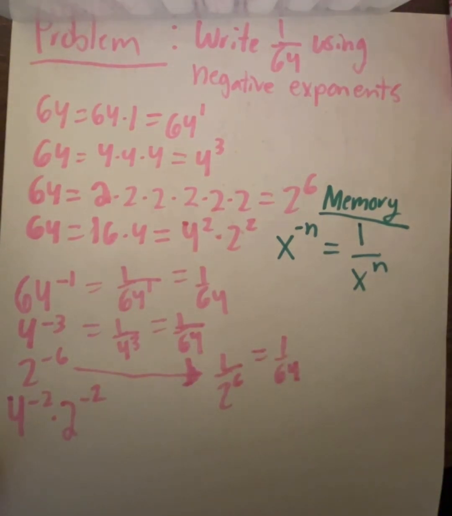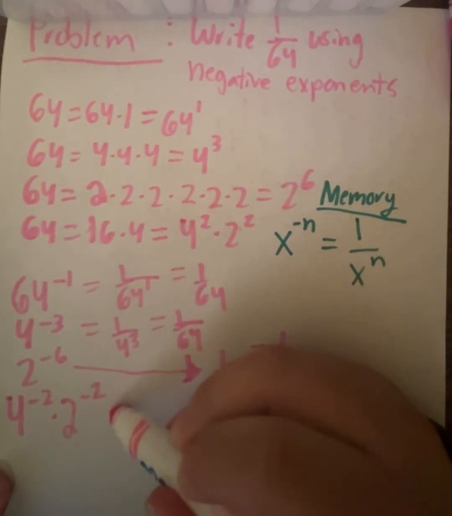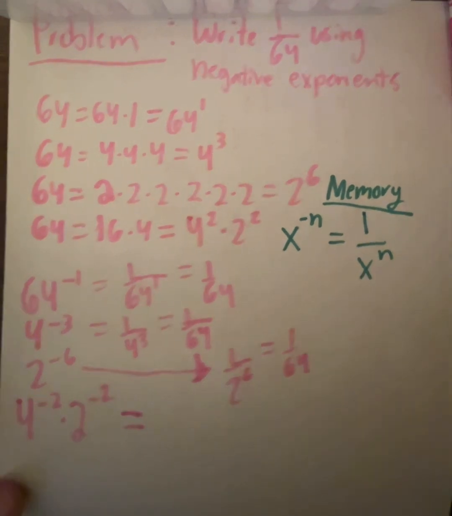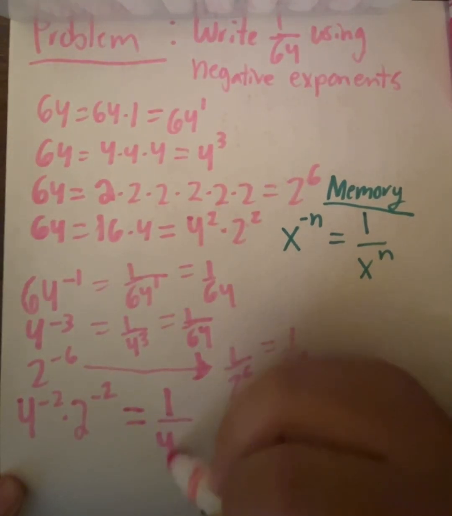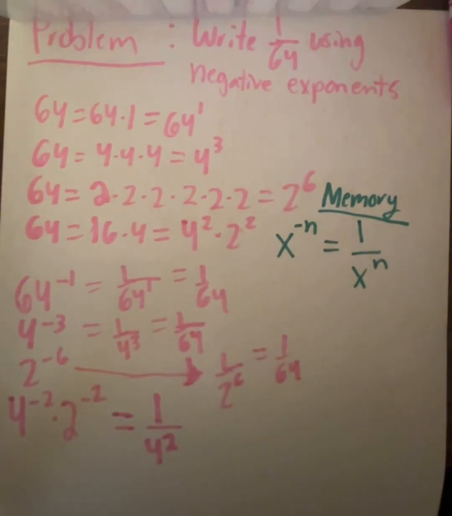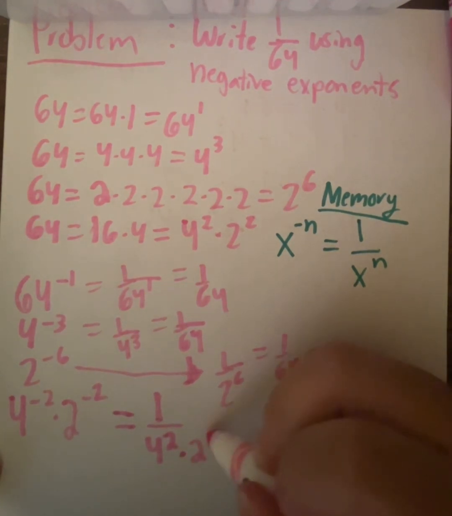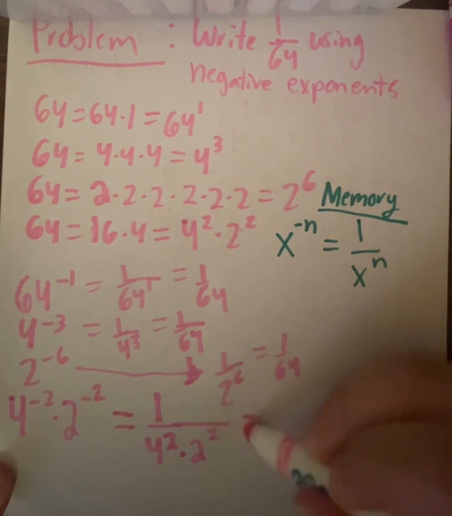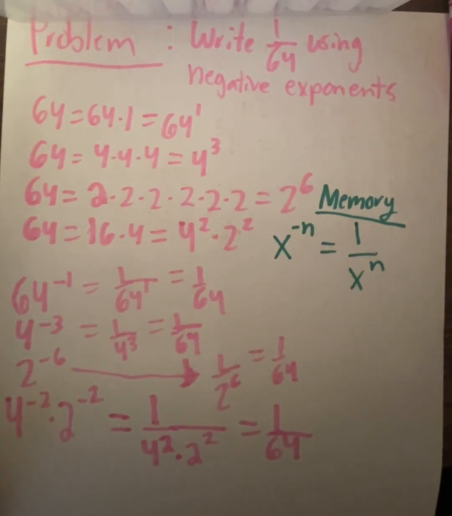And now, last but not least, we have 4 to the negative 2 times 2 to the negative 2. We can just write 1 over 4 squared times 2 to the 2. And we know that would just give us 1 over 64.